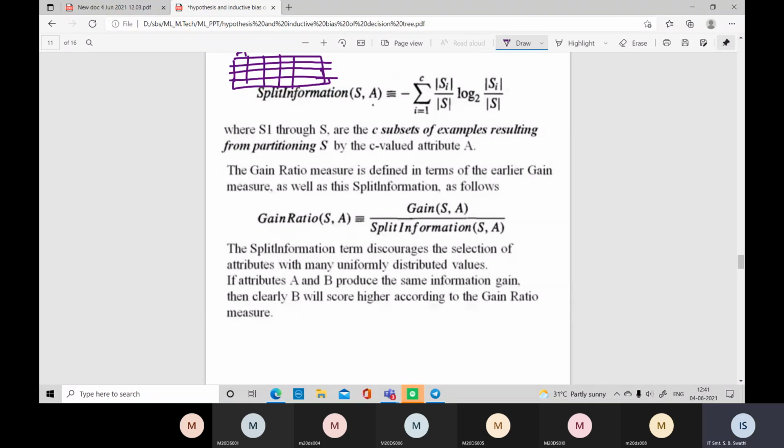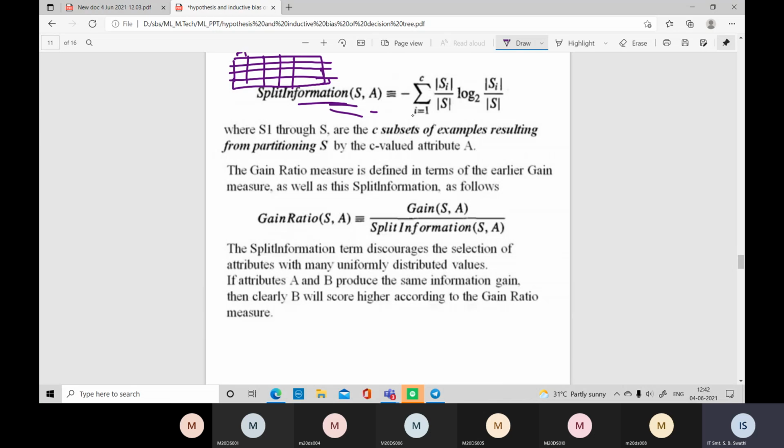Whichever attribute is giving the highest split information value will be given the higher preference. That will be taken as the root node. The next node will be taken as a left node, the next node as a right node. In this sequence, depending upon this value, whichever is generating the highest value will be given the highest preference in the decision tree. So this is one formula.